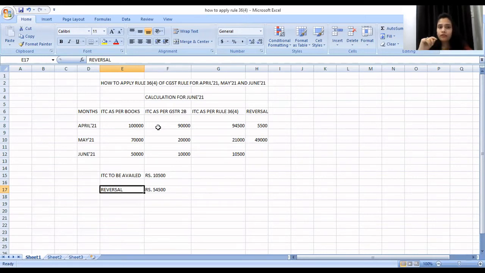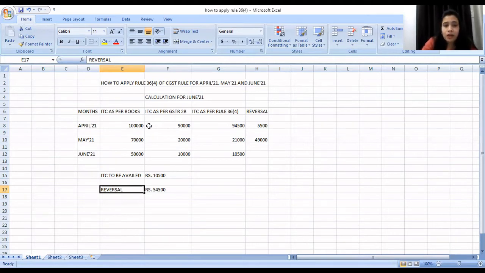So when I filed April month return, I have taken ITC as per books. I did not apply Rule 36 Sub Rule 4. Same for May month. While filing GSTR 3B for May month, I took the ITC of 70,000, while in GSTR 2B, my ITC was 20,000. So I need to apply Rule 36 Sub Rule 4 cumulatively. Now I will see for April month, I need to reverse some ITC or to take further ITC.